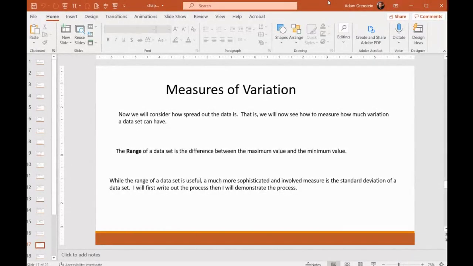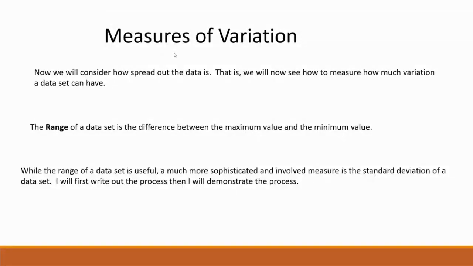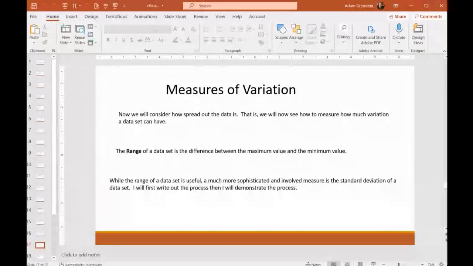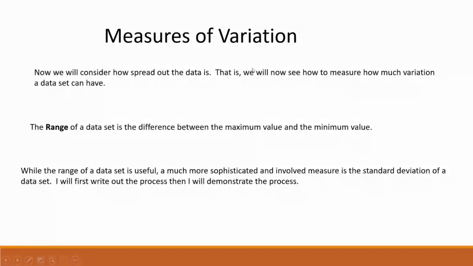All right. So we have this, which is called a measure of variation. Basically here, what we're going to look at is we have a way of measuring how spread out the data is, meaning how spread out it is from the mean, how much variation there is. That's essentially what we're looking at here, how much variation the data has.